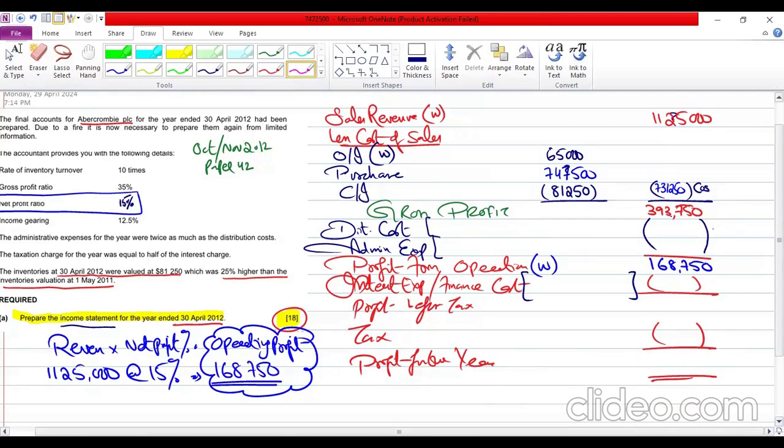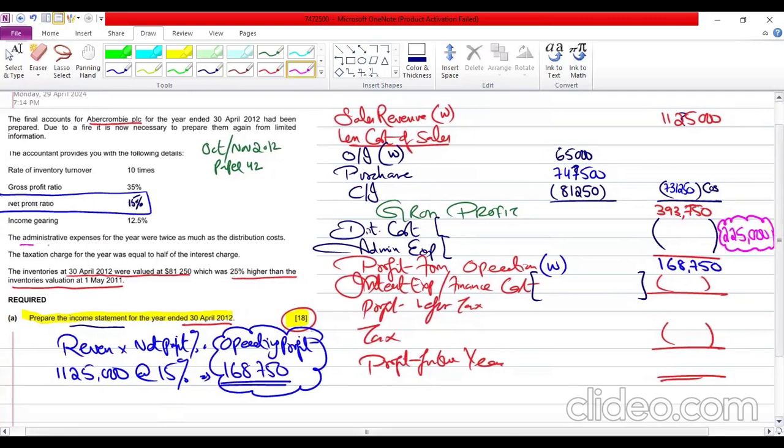Okay, waiting. 225,000. Very nice. So 393,750 minus x is equal to 168,750. The x will go to the other side, 168,750 comes here, and it is 225,000. This is the total of distribution and admin both. Reading this line and again doing some maths: admin expense is twice that of distribution. So how to do it?